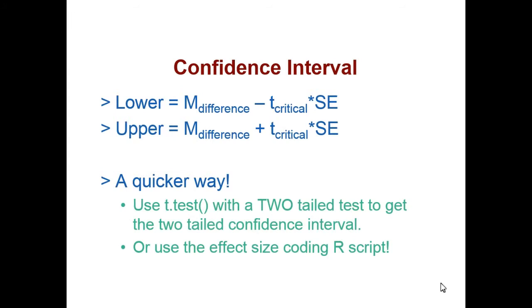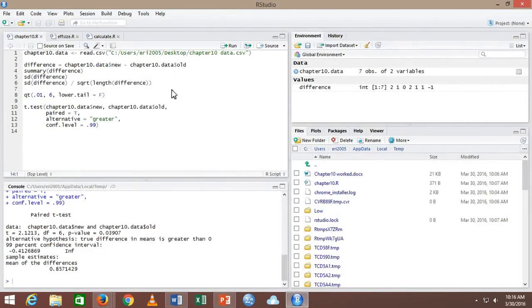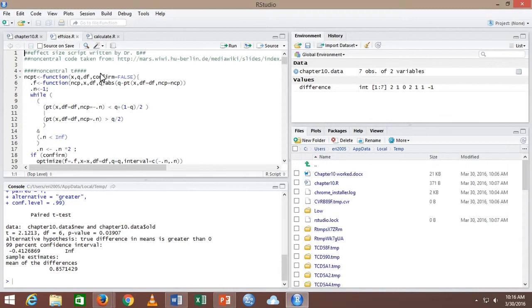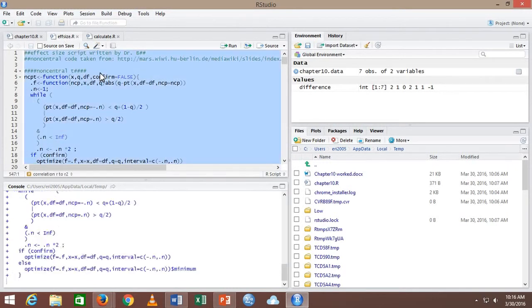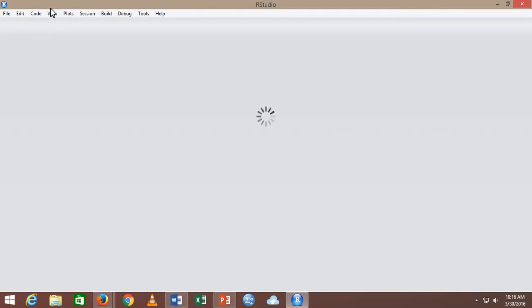Nor has the cheat for it changed. So we can use that t.test with a two-tailed test to get a two-tailed confidence interval. Or we can use our effect size code and script. I think the second one's a little faster. The slowest part is that you do have to open the effect size script and run the whole thing, just so you get the functions you need.